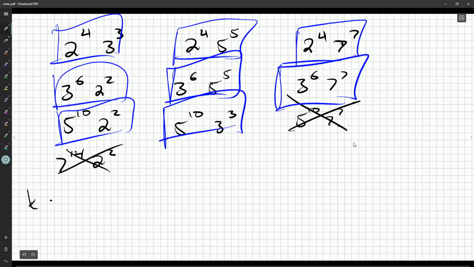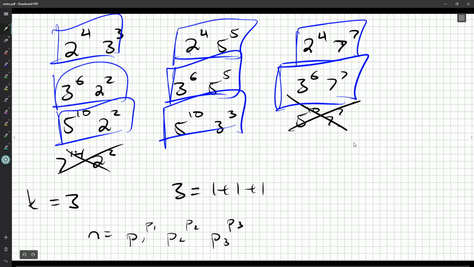Now, what if k is equal to 3? So I've got 3 prime factors. There's only one way to write 3 as a sum of 3 positive numbers, and that's 1 plus 1 plus 1. So n is p to the 1, p to the 1, p to the 2, p to the 2, p to the 3, p to the 3. What can we do there? Well, I'd try 2 to the 2, 3 to the 3, 5 to the 5. I strongly suspect this will work.